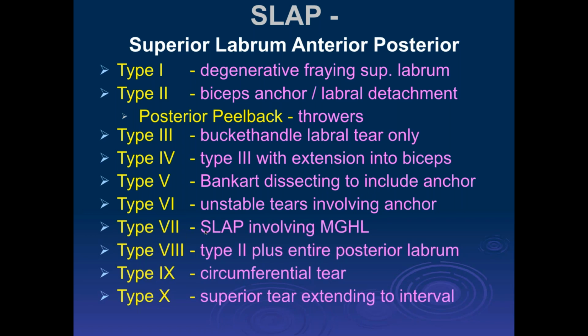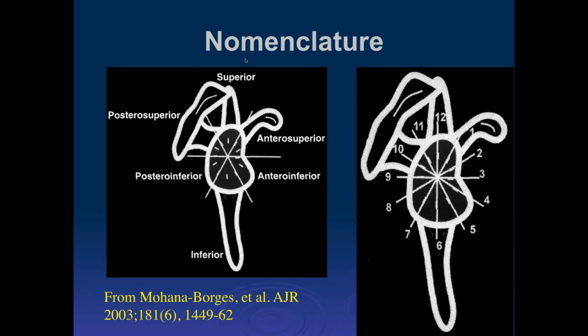Most of the rest of these were described in the radiology literature by radiologists and really aren't important from a clinical standpoint, though some people would disagree with that. The superficial tear, or type 9, was described by an orthopedic surgeon in Santa Barbara. And then superior tear extending to the interval was described by a radiologist on the East Coast. But anyway, let's go through what some of these look like.